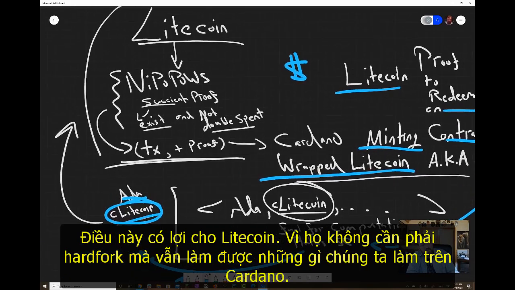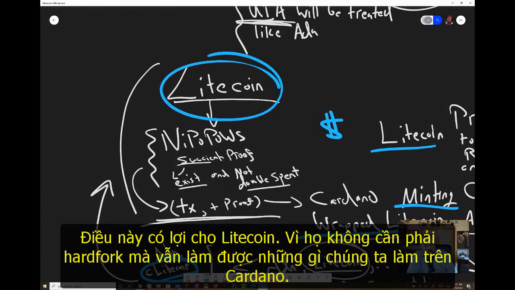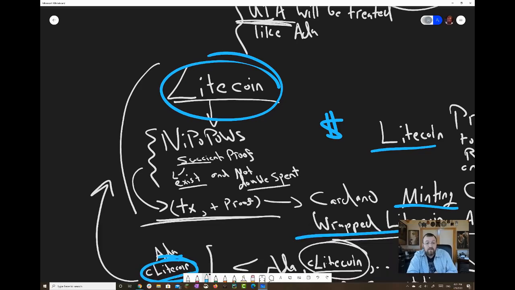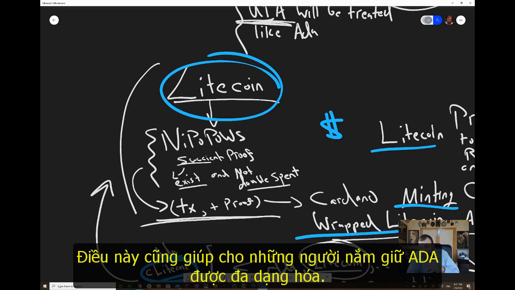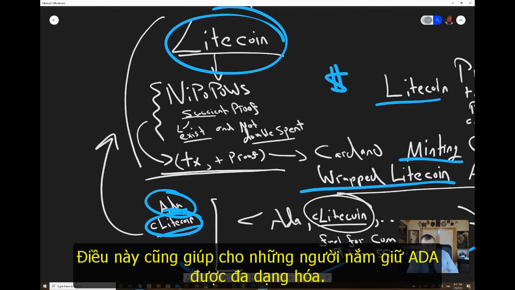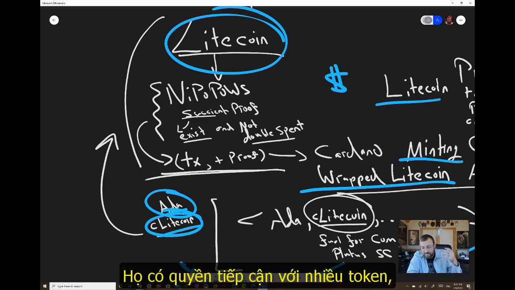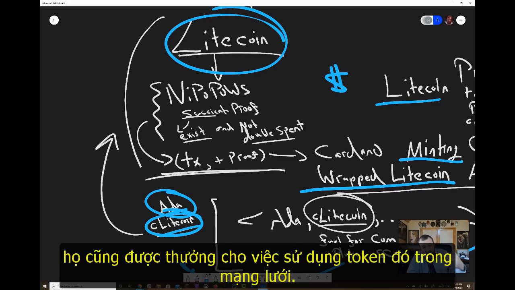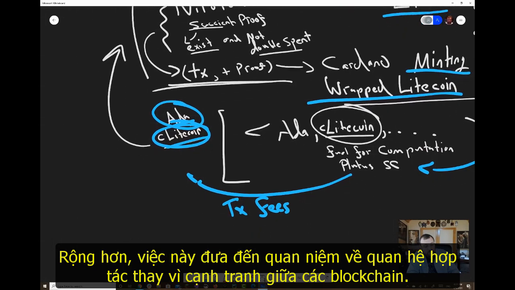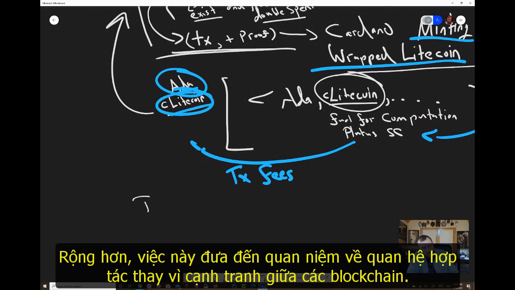Okay, so what's the value proposition to Litecoin? Value proposition to Litecoin is they do not have to do a hard fork to do the things that we do on Cardano. They're partnering, in a sense, with the Cardano blockchain and using it as a service layer. So everything Cardano can do, Litecoin can start being fueled to do. The value to ADA holders is they now diversify and they have access to more than just one token. And they can use that token any way they see fit. And they get basically compensated for that token's use in the network. And in this case, the token itself. Okay, so more broadly, this brings up this concept of blockchain partnership.